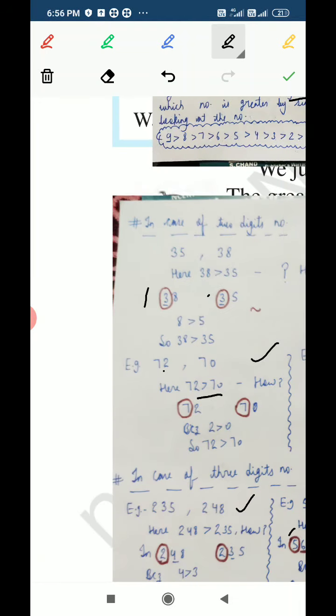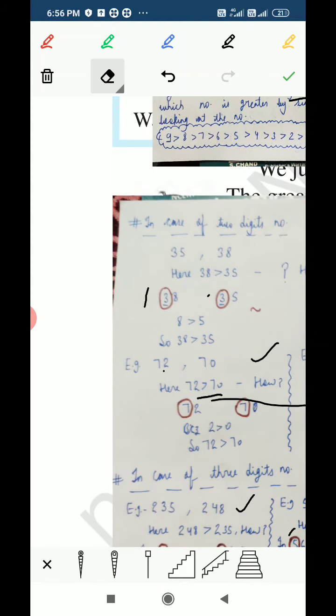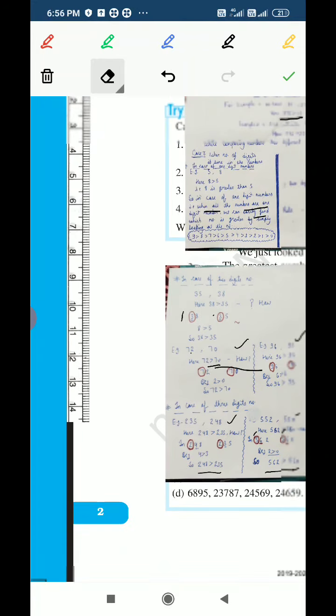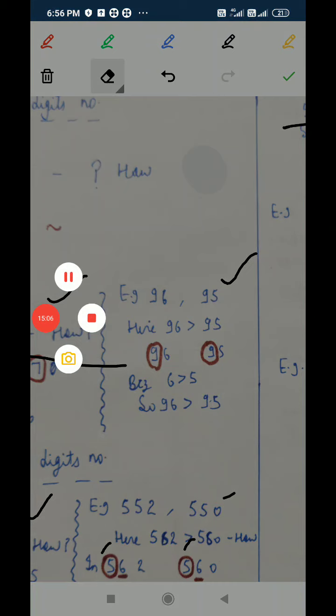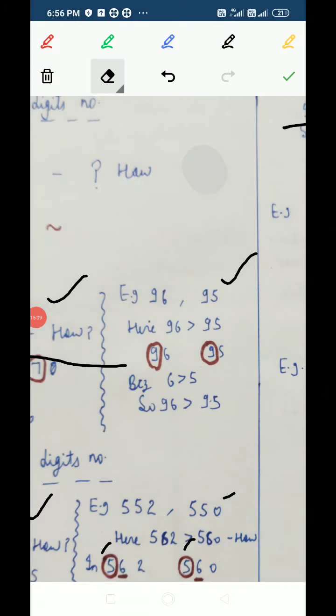Now, next, take one more example. 96, 95. I hope you can solve it very easily. In 96 and 95, which one is bigger and which one is smaller? We see that 96 is greater than 95, but how? We will check from the leftmost position. We see that 9 is the digit in the leftmost position of both the numbers. So what will we do now? Because both the numbers start with the same digit, we will jump to the next digit.